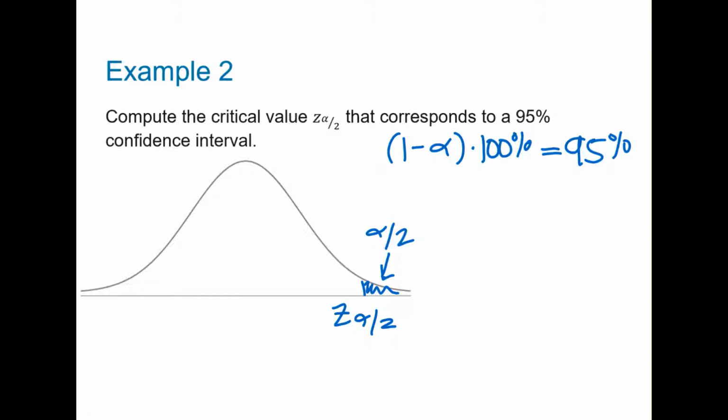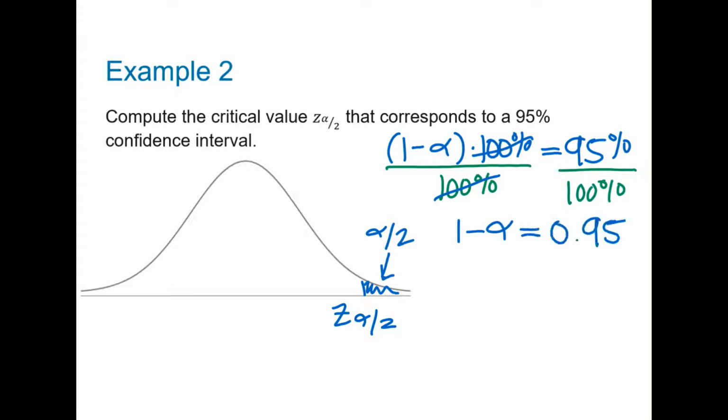We need to solve the equation for alpha. First, we divide both sides by 100%. The 100% over 100% reduces to 1, so we can go ahead and cancel the 100%. So on the left side, we have 1 minus alpha, and on the right side, we have 0.95. Let's get alpha by itself on one side. We can get rid of the 1 in front of minus alpha by subtracting 1. And if we subtract 1 from the left, we also have to subtract 1 from the right.